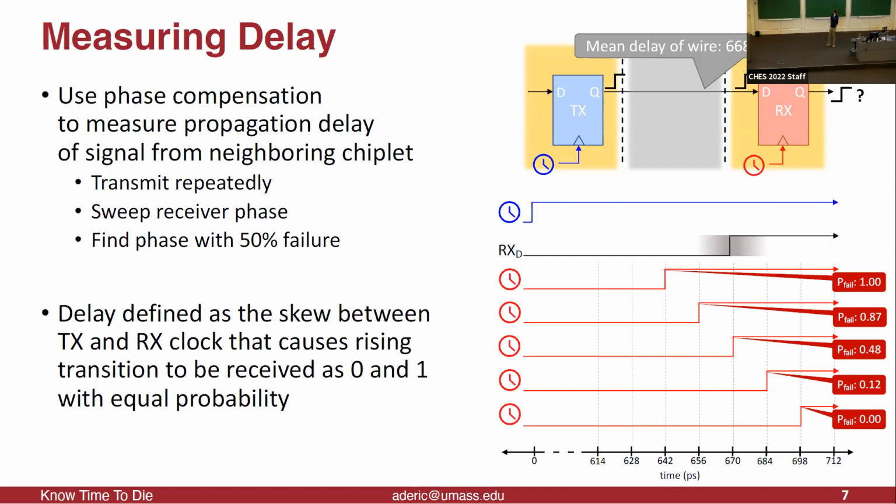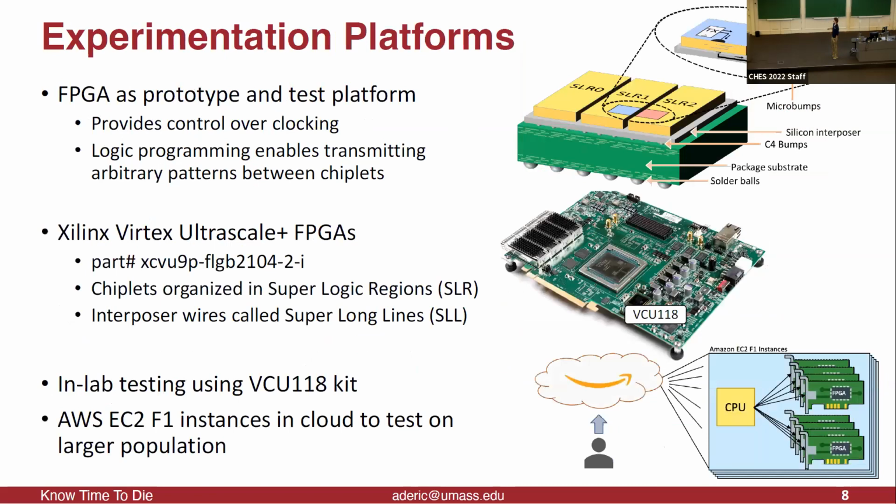And so in our work, we say that delay is the point in time at which you're sampling the correct value 50% of the time. And so what we use to actually build this system and actually test everything is FPGAs. And I assume most of you know what FPGAs are, but the reason we do that is because they let you control the clock, and they also let you basically do whatever you want.